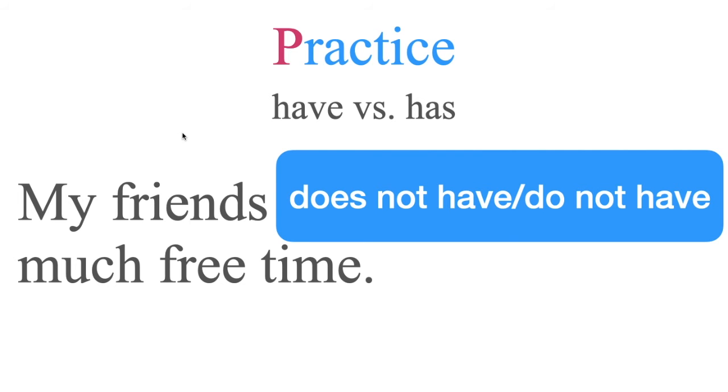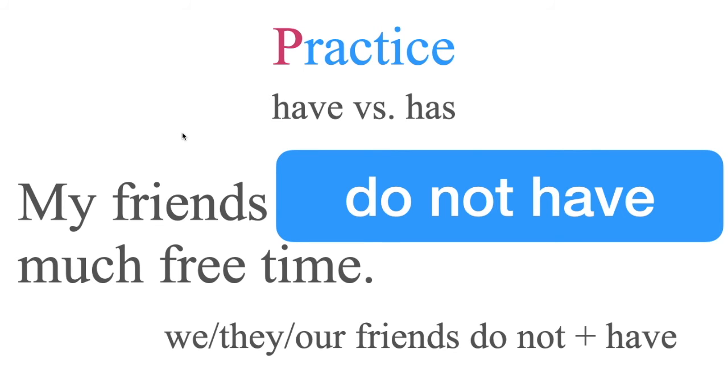Let's try a few practice questions, shall we? So, my friends does not have much free time, or my friends do not have much free time. Which one? That's right, my friends do not. And then, if it helps you to understand this, there's a pronunciation element with this as well. So, for example, my friends do not have. It flows nicely, but my friends does not have.